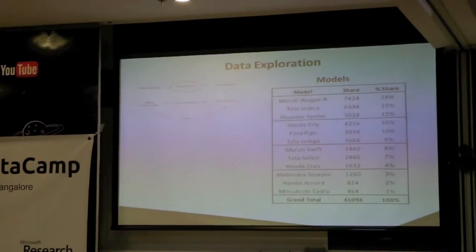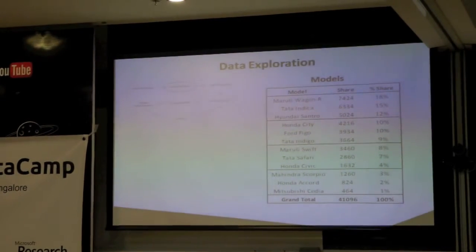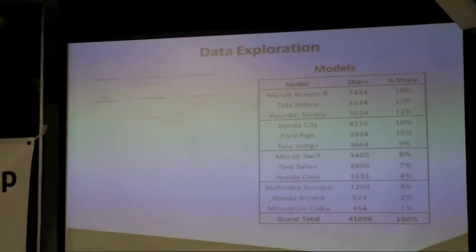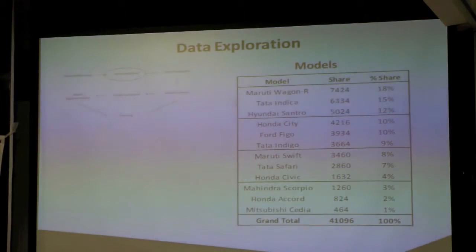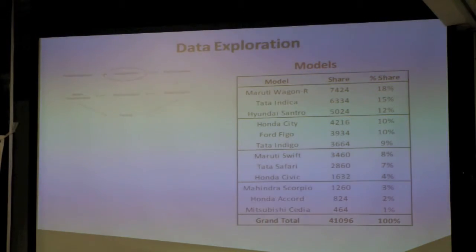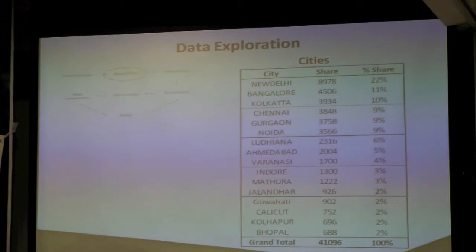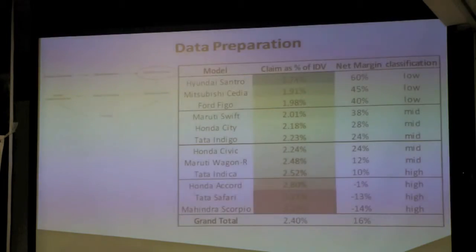Okay. So we've done a little more exploration. We're trying to figure out what's the frequency of each of these models. Maruti WagonR is 18% of all the policies, most common. Mitsubishi Cedia is the lowest one. We do the same with the cities, just to get a sense of where the data is coming from, what values it has. The next step is we rank order all the models in terms of the claim as a percentage of IDV.